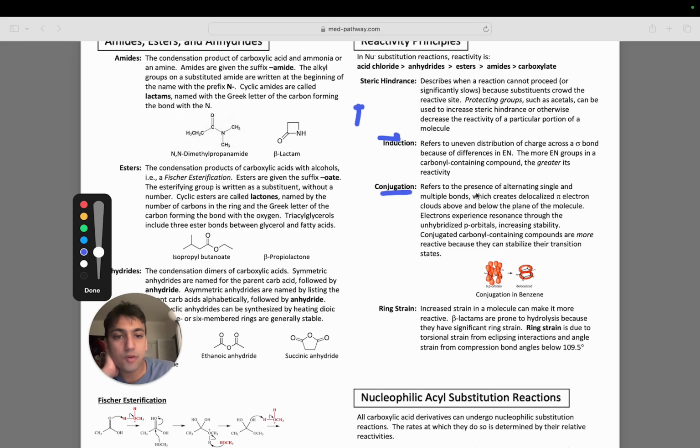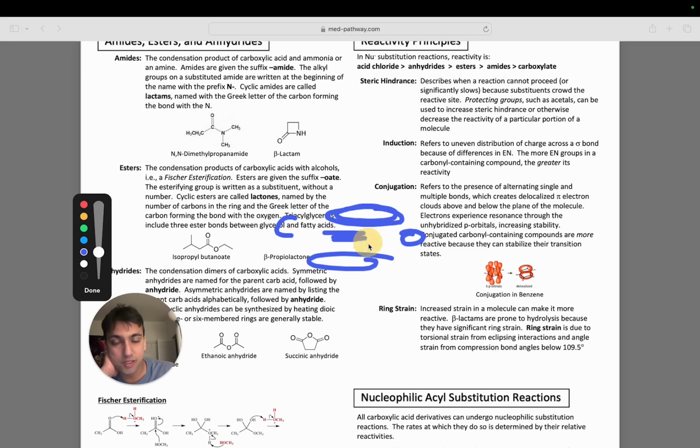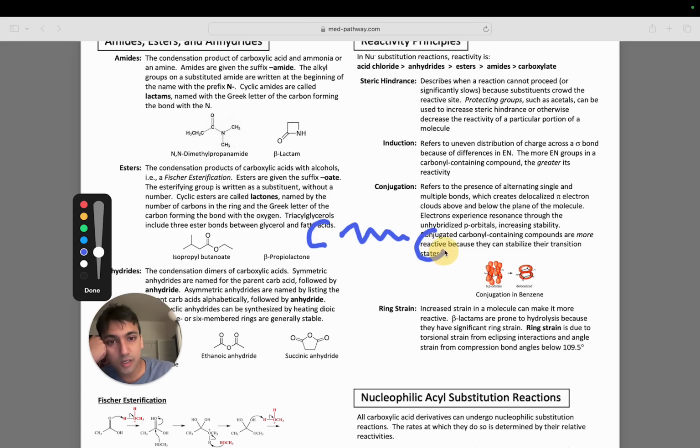Conjugation is like what I've been talking about this whole time. It refers to the presence of alternating single and multiple bonds, which creates delocalized pi electrons. Pi electrons exist in clouds that are above and below the plane of the molecule. So if this is the bond, there's going to be a pi orbital existing above and below, whereas we represent sigma bonds with electrons existing in between the two atoms. Electrons experience resonance through the unhybridized p orbitals, increasing stability. Conjugated carbonyl compounds are more reactive because they can stabilize their transition states.